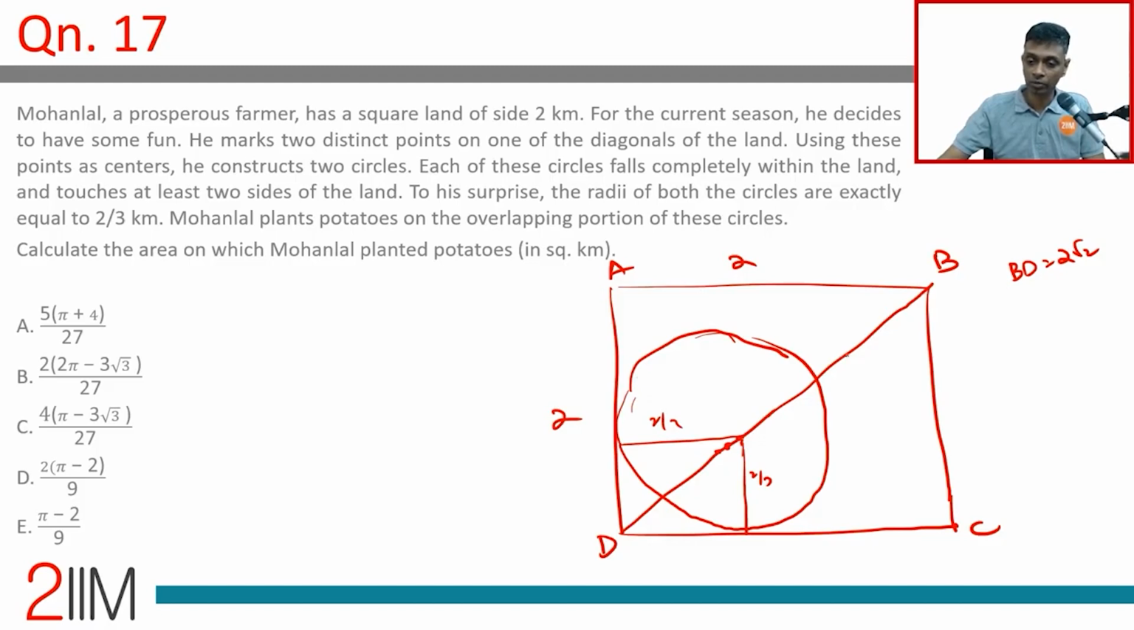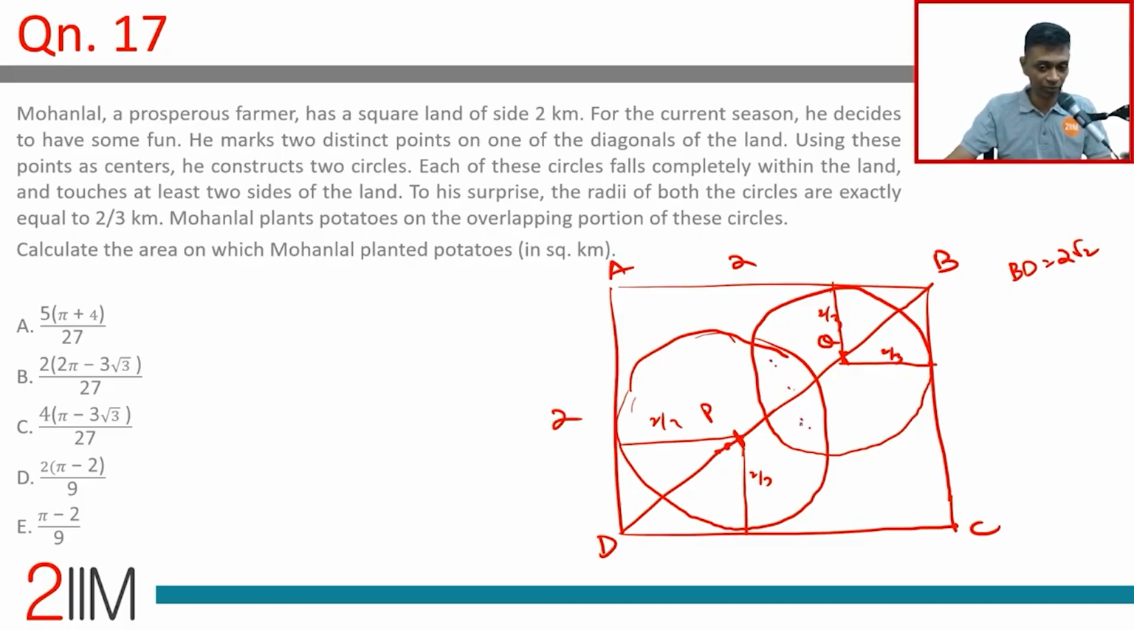Likewise, from somewhere here, this is 2/3, this is 2/3. We're drawing a circle like this. This is 2 by 3, this is 2 by 3. Let's say this circle has a center P, this circle has a center Q. Lovely. We want to find, what does he do? He plants potatoes on the overlapping area. That is this area, this region.